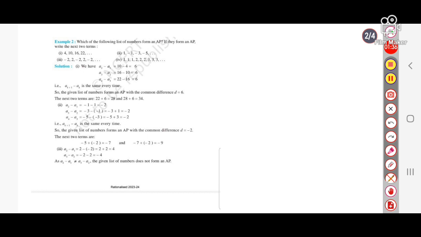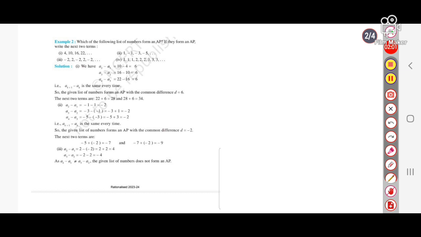Now example 2. Which of the following lists of numbers form an AP? If they form an AP, write the next two terms. They have given 4 subdivisions for this. The first subdivision is 4, 10, 16, 22, and it goes on. First they have asked us to find whether the given set of numbers is an AP or not.